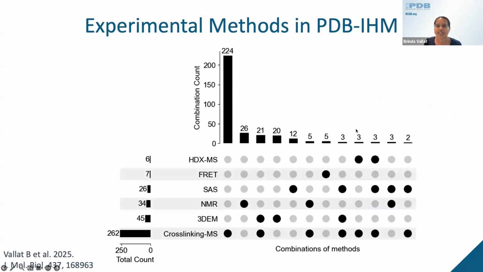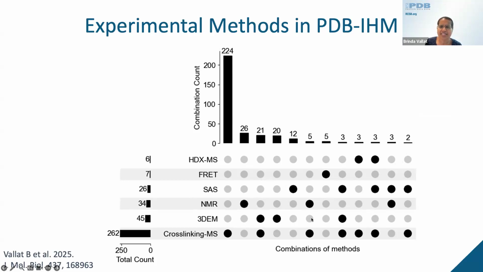This slide shows the statistics for different types of experimental methods used in determining structures archived in PDB-IHM. The rows represent the different experimental methods, and the counts correspond to the total number of entries that use a given source of input information. The columns represent particular combinations of the input information. These are the counts of the total number of times these combinations occur in entries in PDB-IHM, and these black circles indicate which methods are included in these specific combinations.